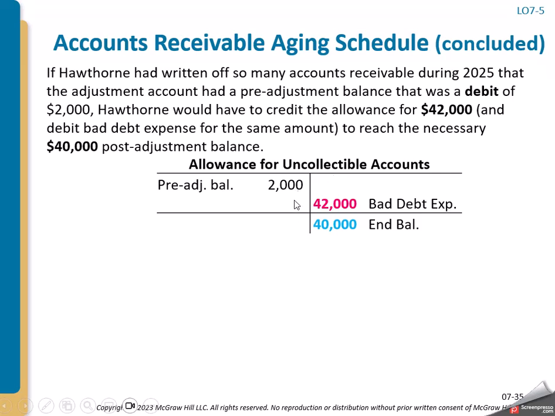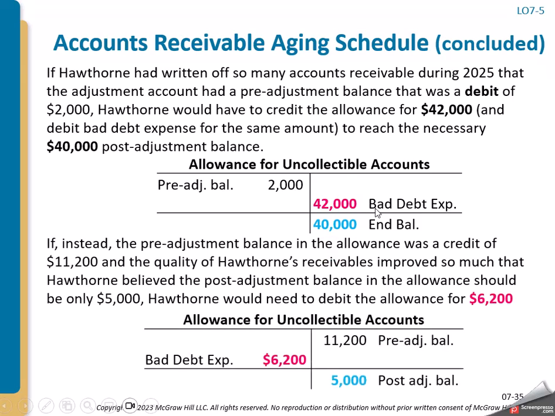Now, let's say it was the other way though. Like I said, the allowance for uncollectible accounts should be a credit. Let's say it's a debit, then we have to correct that. We have to get rid of the $2,000 debit and then add the $40,000 ending balance that we want it to be. So then our journal entry is going to be a debit to bad debt expense for $42,000.